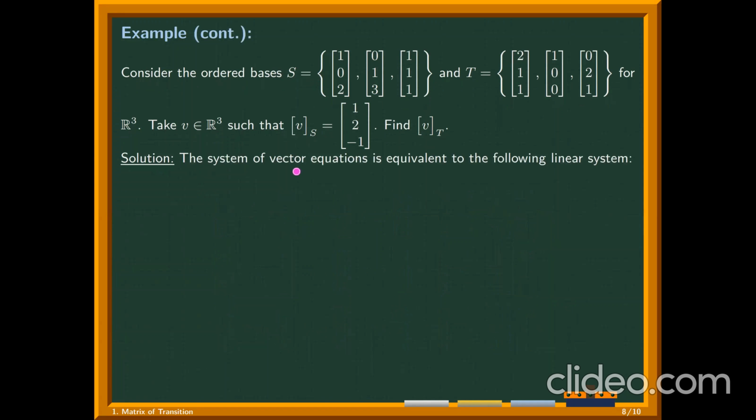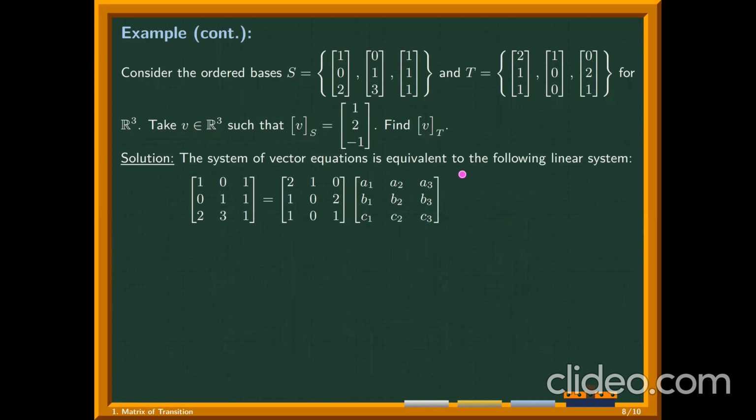Note that the system of vector equations is equivalent to the following linear system. So essentially, the first vector equation in the last slide is given by this first column equals the product of this matrix by the first column here. The second column is the product of this matrix by this second column. And the third column is the product of this matrix by this third column.